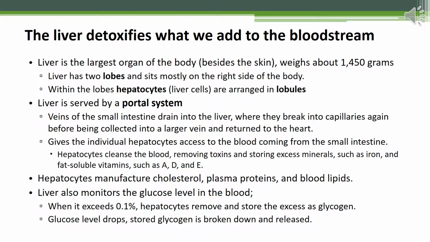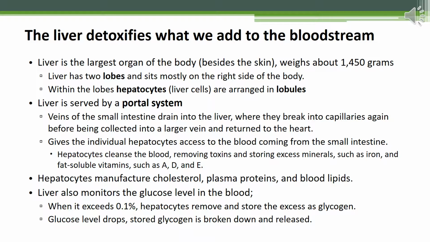1,450 grams. Now the liver is divided into 2 lobes, kind of like how the lungs are divided into lobes, and it sits mostly on the right anterior side of the abdomen within the body. Now, these two lobes of the liver are made up of liver cells called hepatocytes, and these are arranged into units called lobules.